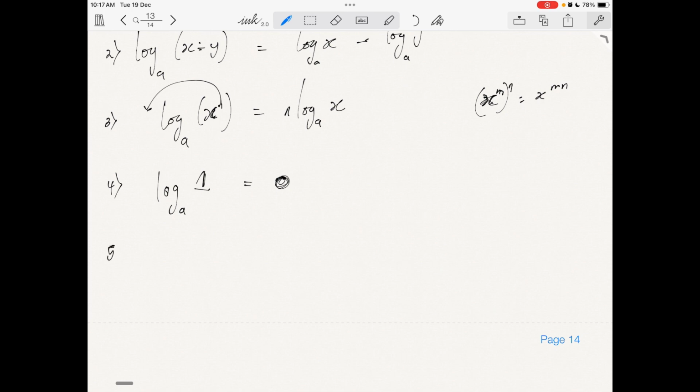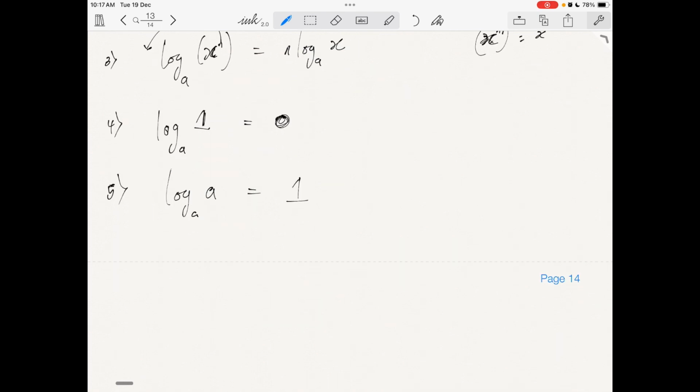So let's say number 5, log a to base a, if we have same base same power, we have it to be 1. So now if we go back to log 1 to base a, we can say that 1 is equal to a raised to power 0, since anything raised to power 0 is 1.